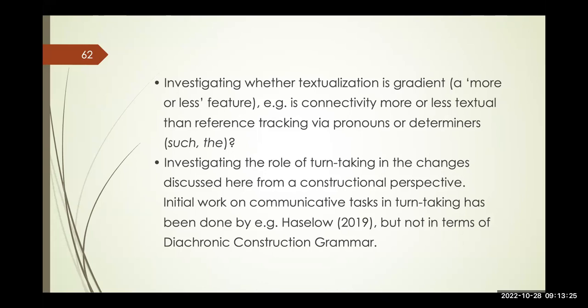And I also think it's worth investigating the role of turn-taking in the changes discussed here from a constructional perspective. There's been some very interesting work on communicative tasks in turn-taking by, for example, Hazelow, but they haven't been done in terms of diachronic construction grammar.